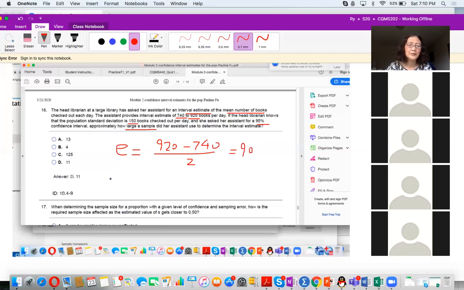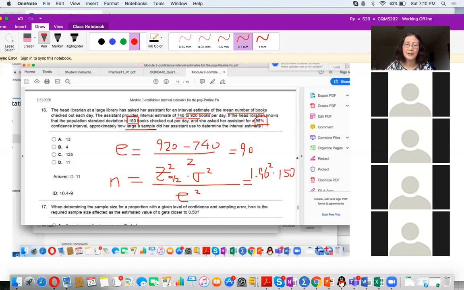And once you get this number, you plug it into the sample size formula, okay? Z half alpha squared multiplied by sigma squared divided by E squared. And Z half alpha, when you have 95%, is 1.96, squared, times sigma squared. Sigma is 150 squared, and divided by E squared, 90 squared. Okay, and you can figure out the result for this one. Okay, it is 11.